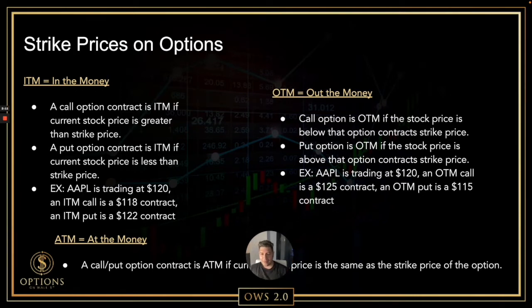ATM, or at the money. A call or put option is at the money if the current price is the same as the strike price of the option. For example, if Apple is at $160 and the contract you're planning on buying is at $160, then right then and there, your contract is at the money.